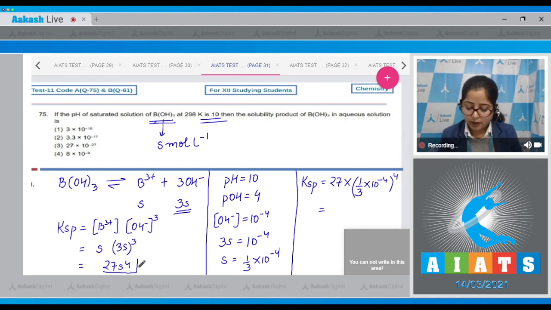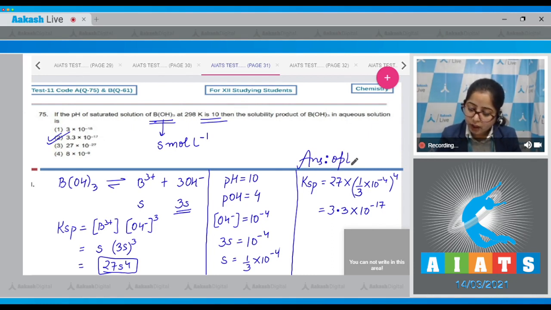Since we have already calculated that Ksp is equal to 27 into S raised to the power 4, students, you have to multiply the entire term. I have already multiplied this. The value is 3.3 into 10 raised to the power minus 17. That means the correct answer is option number 2. Again, I am telling you, please avoid using a calculator. Moving to the next question.